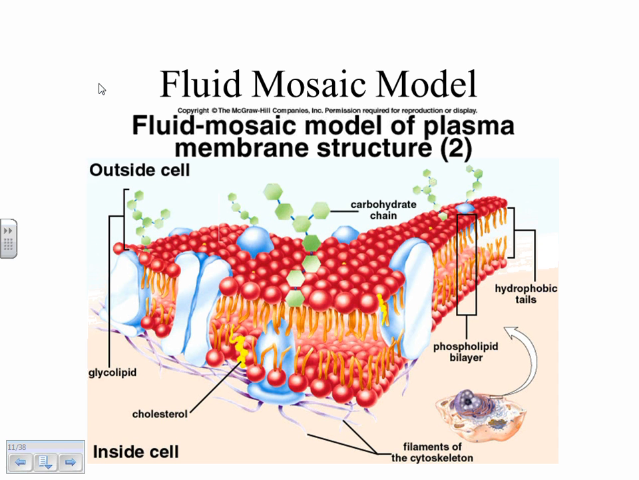Like this guy right here. What did we call this? Channel protein. A channel mostly for what? Two kinds of things. Charged, polar kinds of things, and large molecules that have a hard time getting in otherwise.